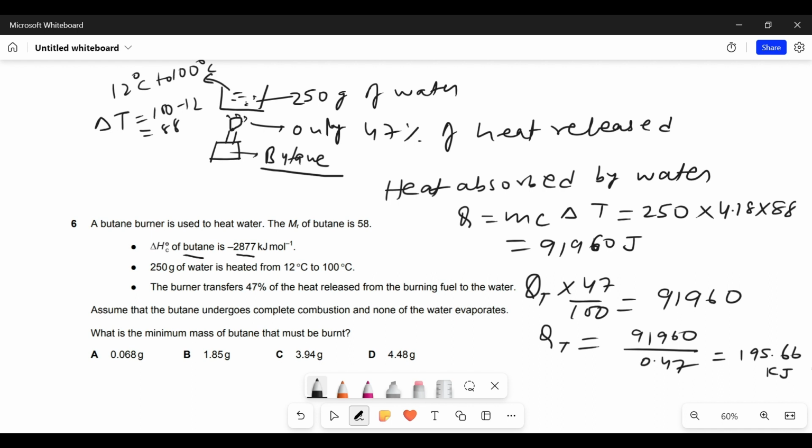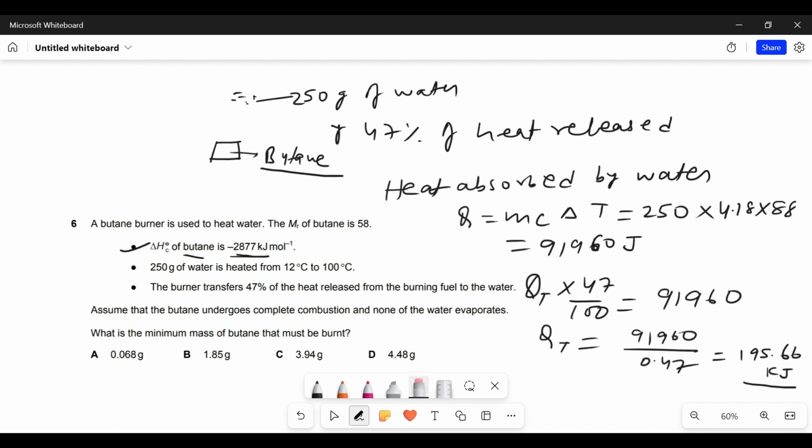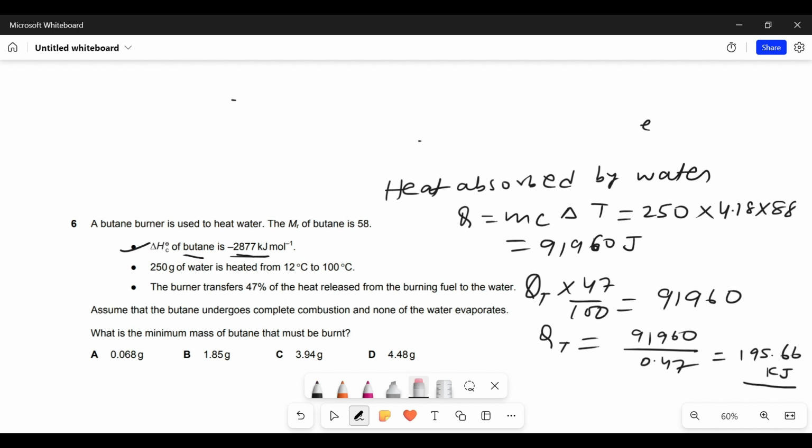We have to calculate what is the mass that must have been burnt to release this much amount of energy. From the first statement we know that 1 mole of butane gives this much amount of energy. So let me erase this part. One mole butane gives 2877 kilojoule of energy.